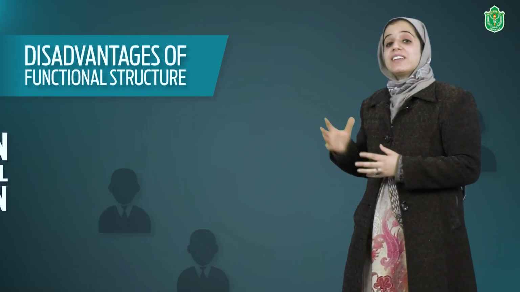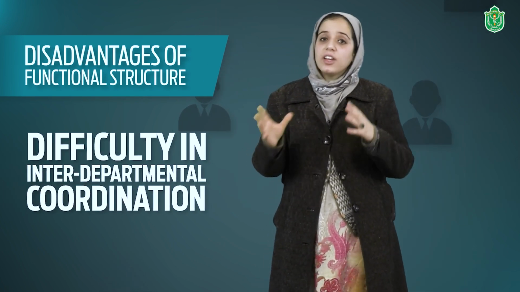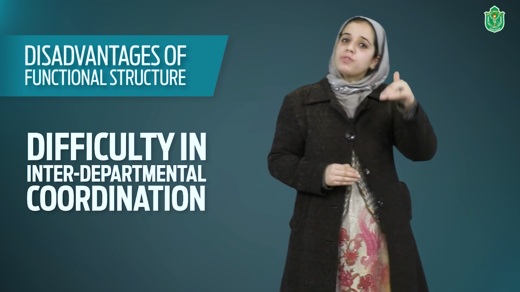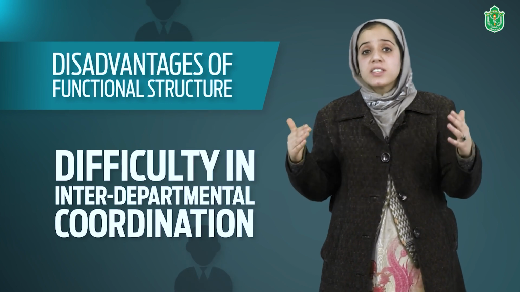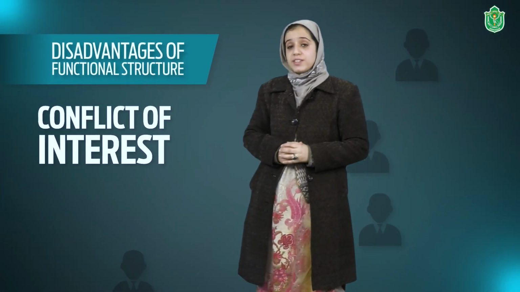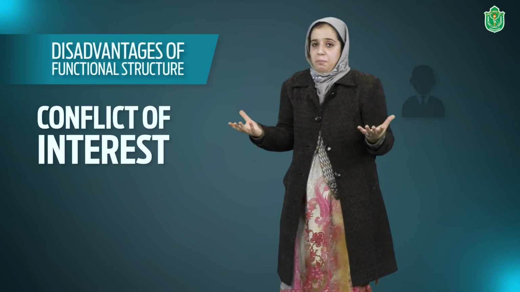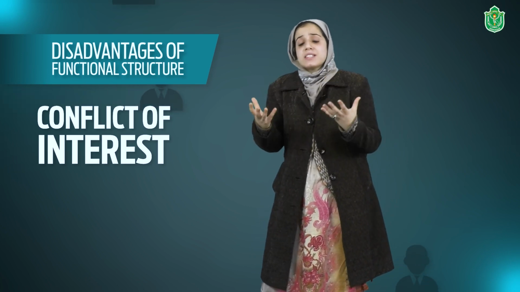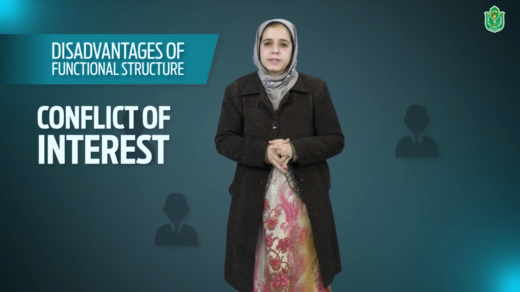Next is difficulty in interdepartmental coordination. No doubt, in this structure, there will be coordination within the department, but there will be no coordination between the departments because they are always competing with one another. Then there is conflict of interest. Every departmental head wants to be supreme, and in order to satisfy that ego, they want the maximum resources for their department. So it will lead to conflicts between the departments.